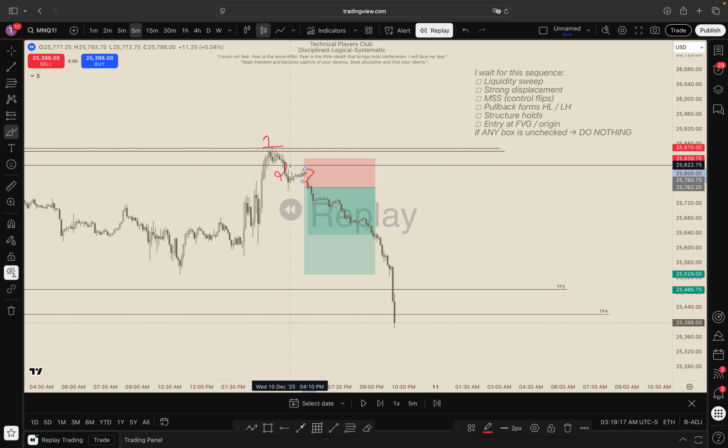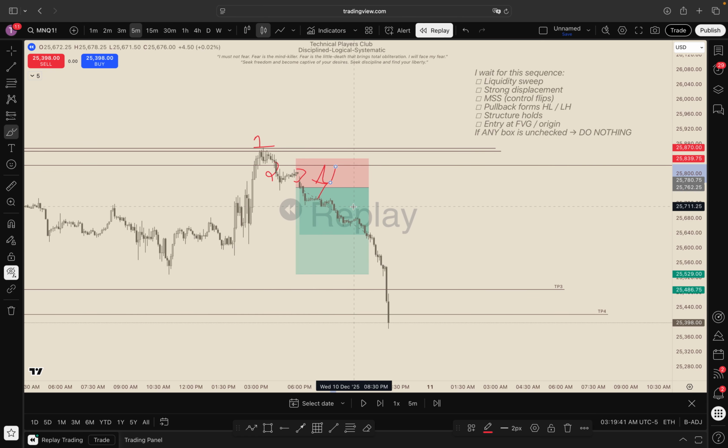Yeah. So this line right here is liquidity. You can see price took this liquidity, created liquidity up here. You feel me? Pull back, never got it. We got a clean trade.